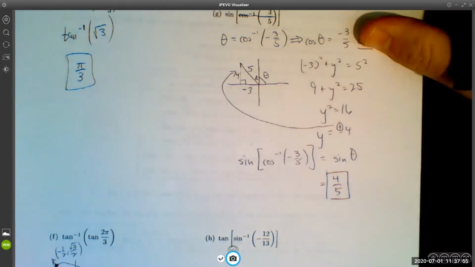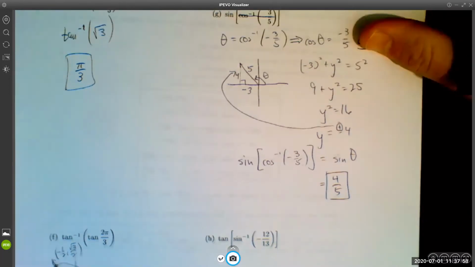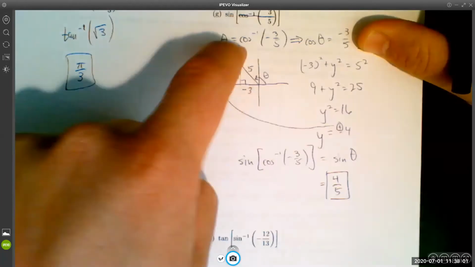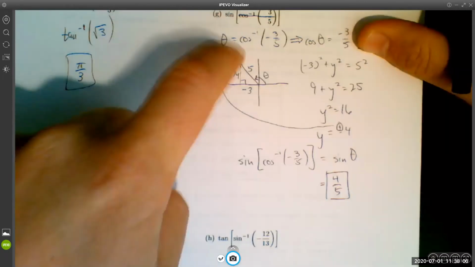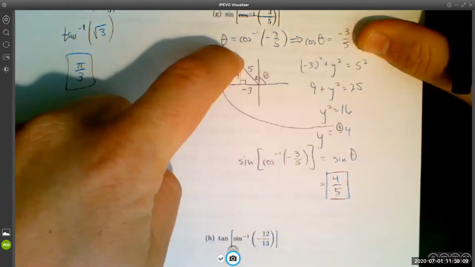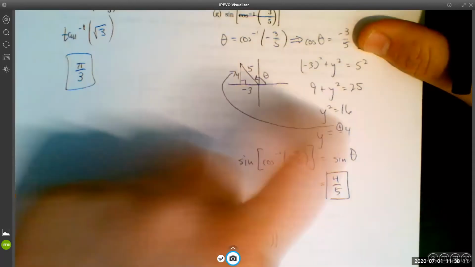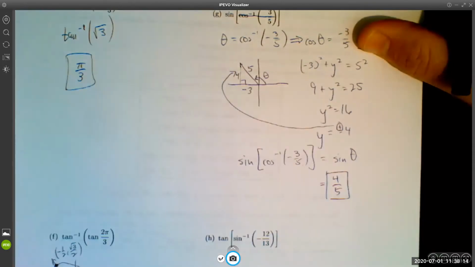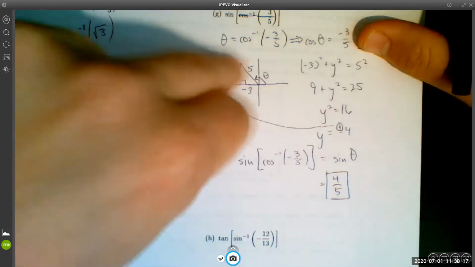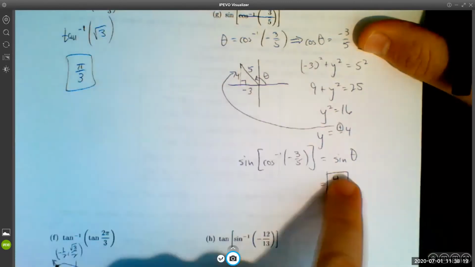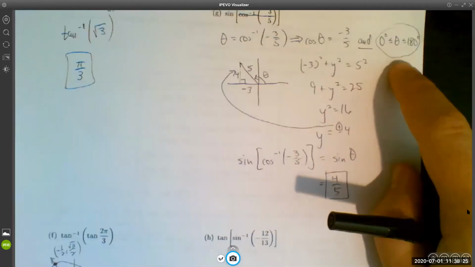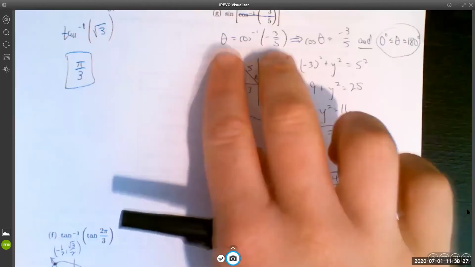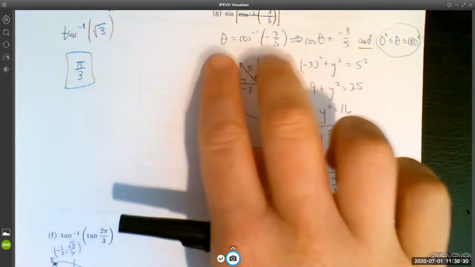Now, this condition is very important because if you didn't have this condition, if all you knew was that cosine theta was negative 3/5, then you wouldn't know if theta is in quadrant 2 or quadrant 3. And that's important to know because if theta is in quadrant 2, then y is positive. If theta is in quadrant 3, then y is negative, right? So if you don't know which quadrant theta is in, then you can't get the right value for sine theta. So that's why you have to know the ranges of the inverse functions in order to correctly do these kinds of problems.